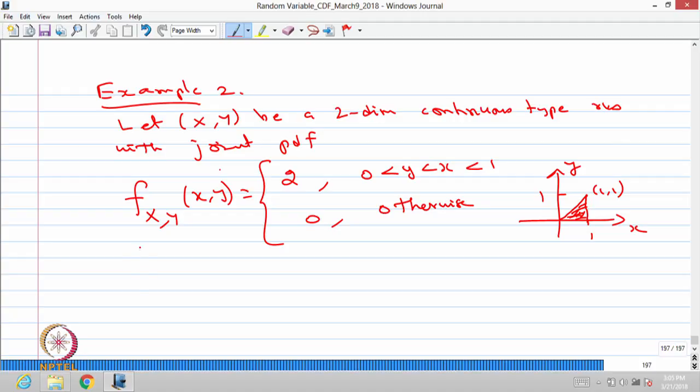That means with the x axis and y axis, the joint probability density function is going to be at the height of 2. It is some sort of a plane at the height of 2 over the region xy in this triangle part.